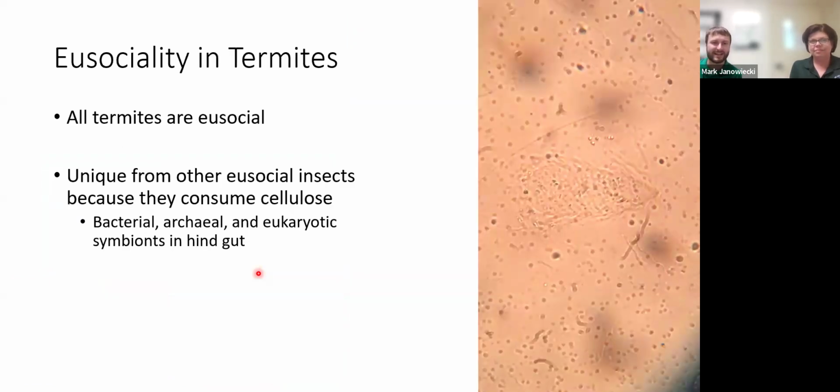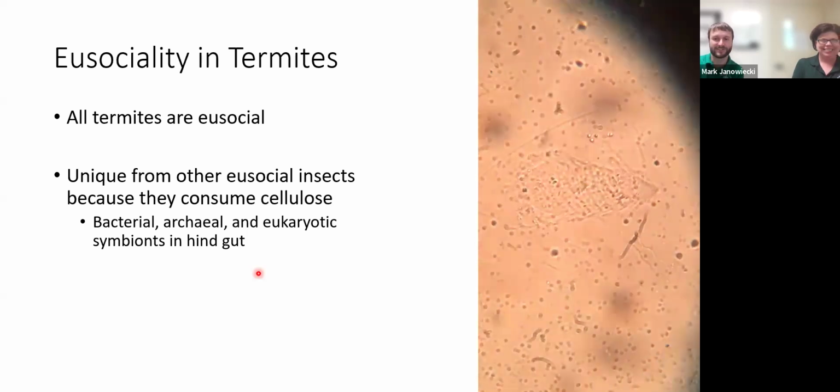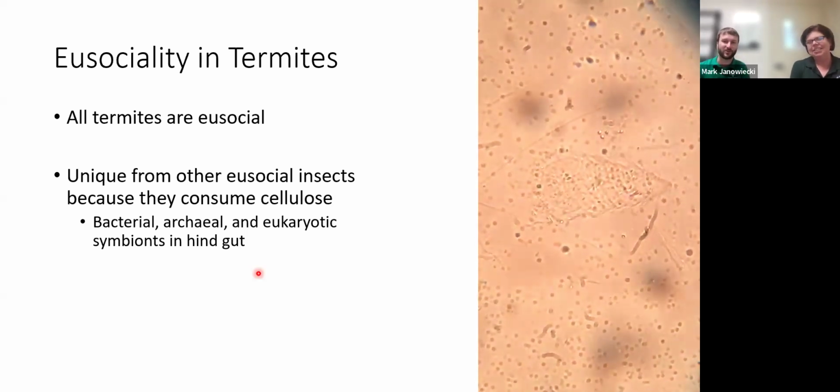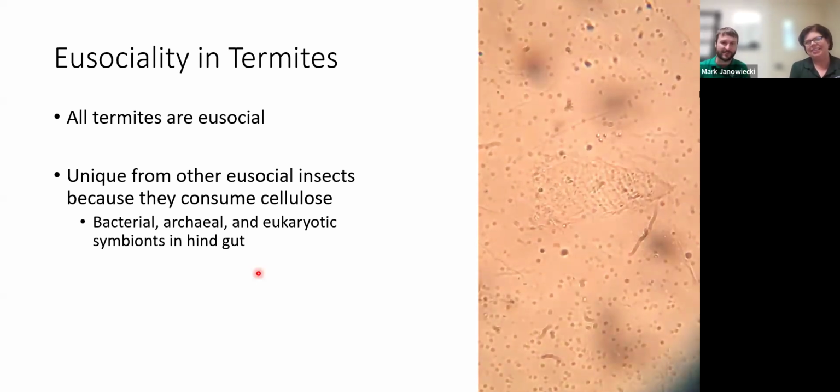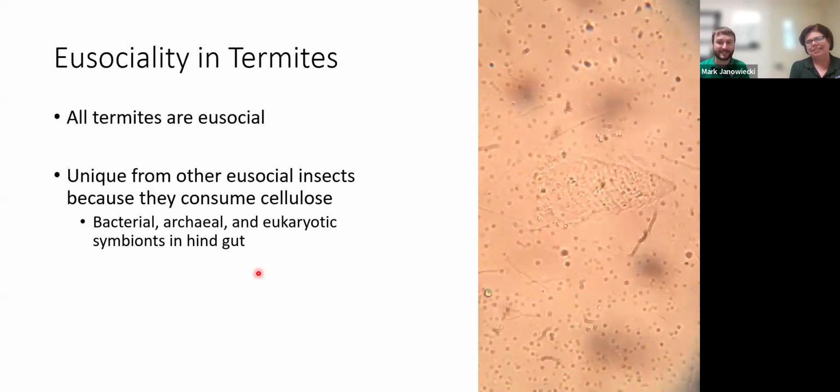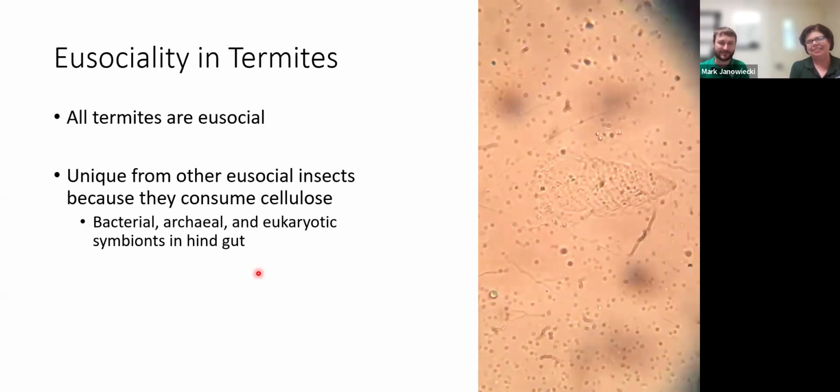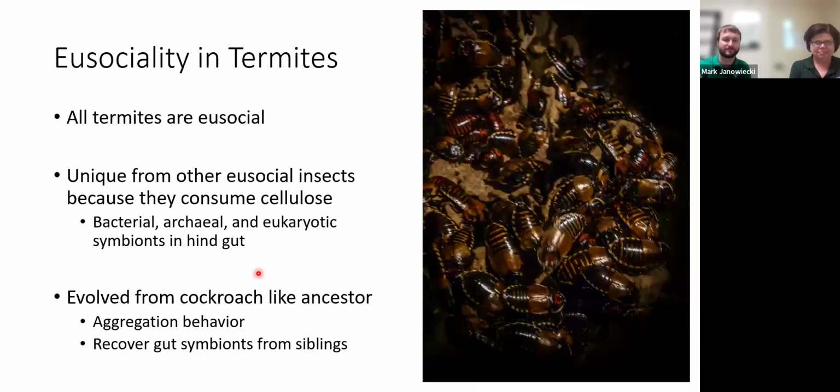So when we look at termites, all termites are eusocial. They're unique, though, from other eusocial insects because they consume cellulose. So they have this whole host of bacterial, archaeal, and eukaryotic symbionts in their gut. This is a video of some of the gut of a termite that I smashed on a microscope slide and zoomed in very close. So you can see it wiggling around there. There's a whole world of little critters swimming around in the termite gut. It's very fascinating to put under a microscope and look around for all these different things.